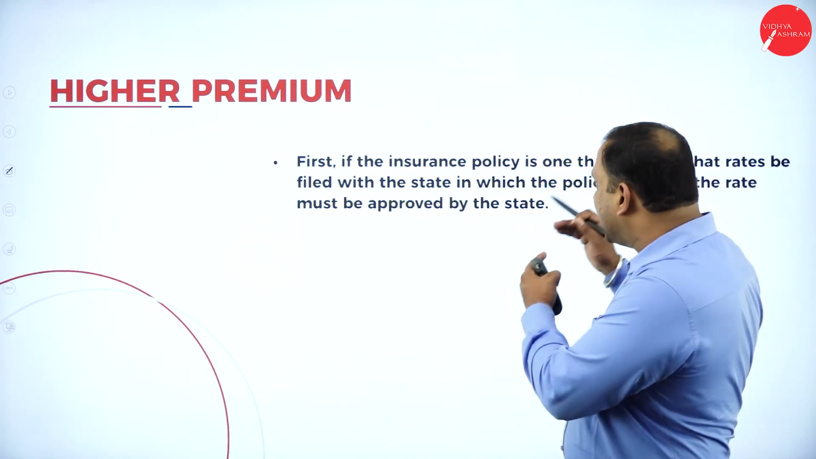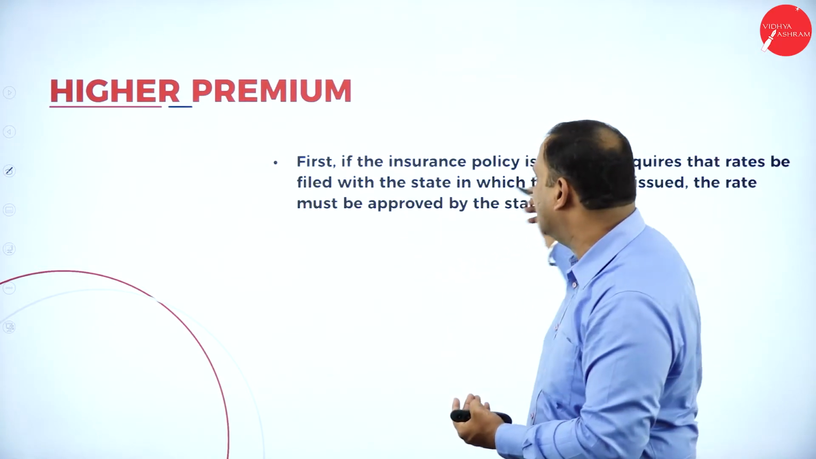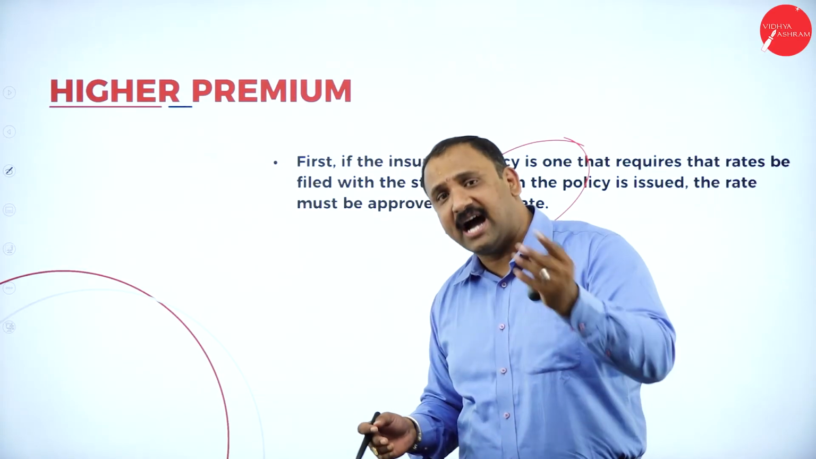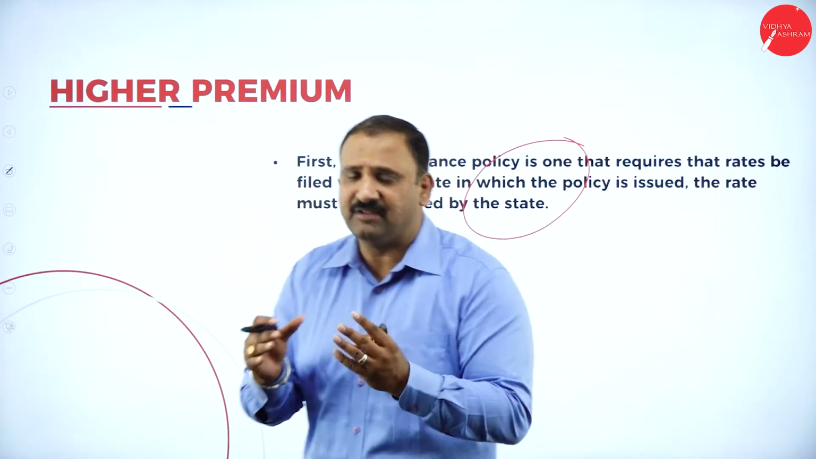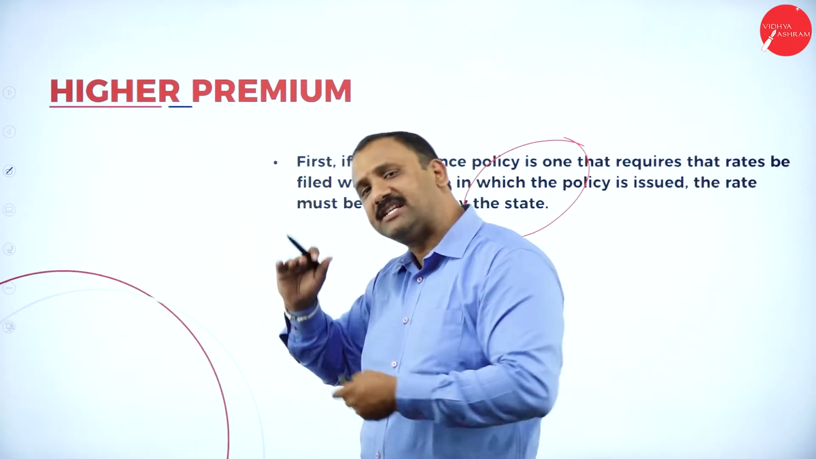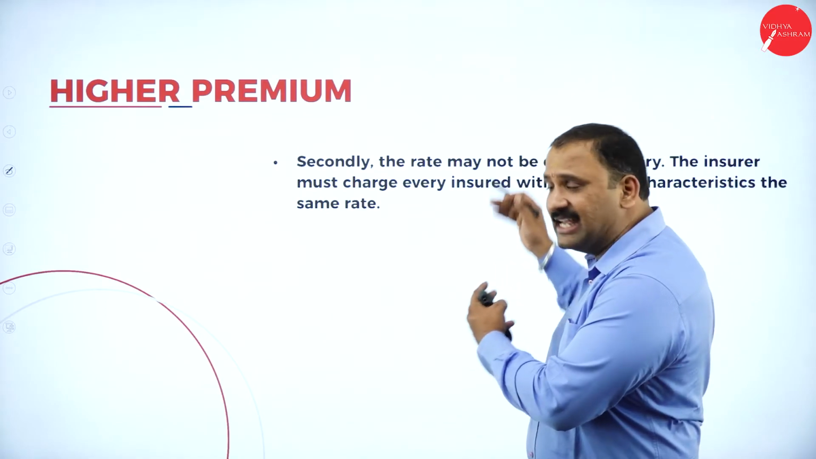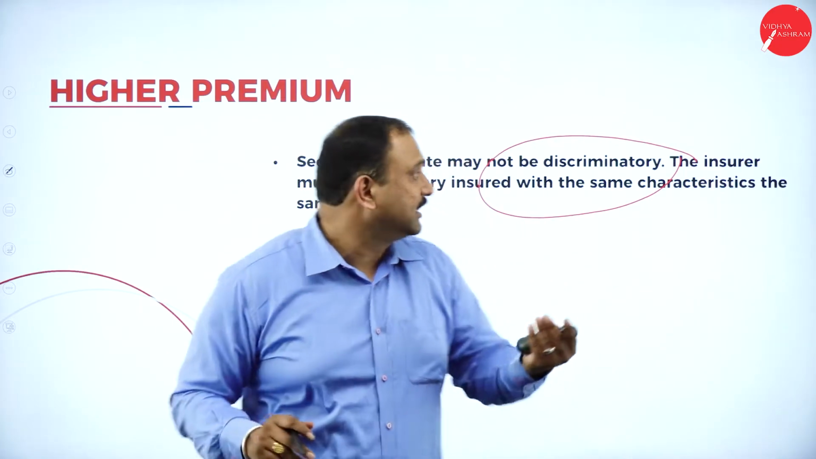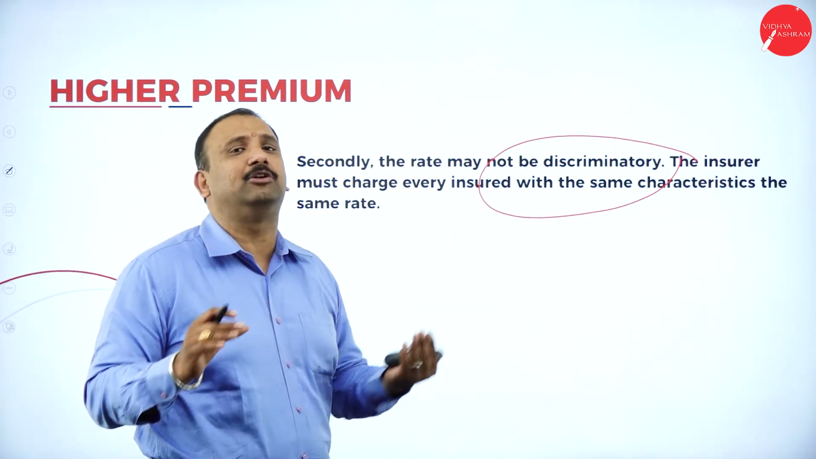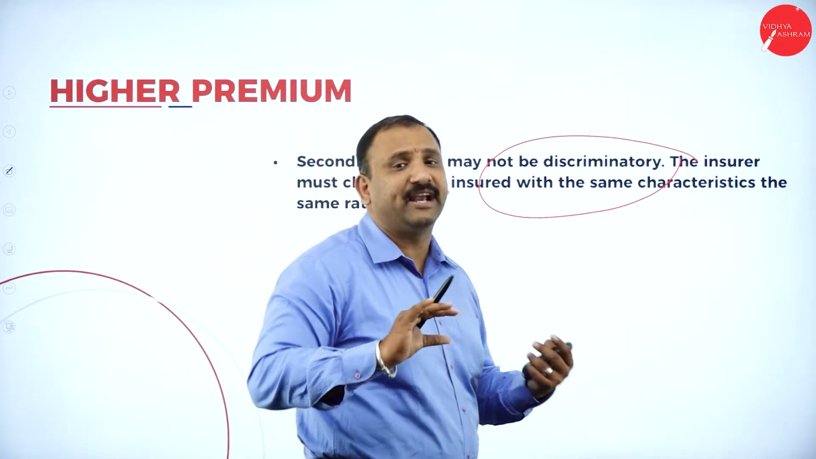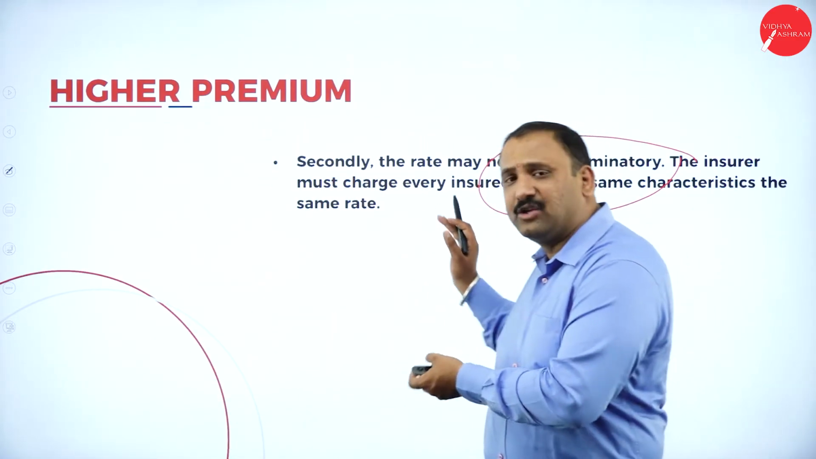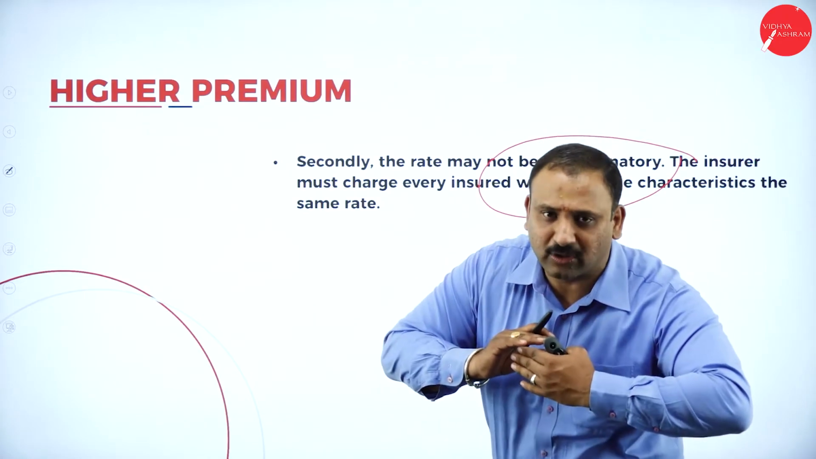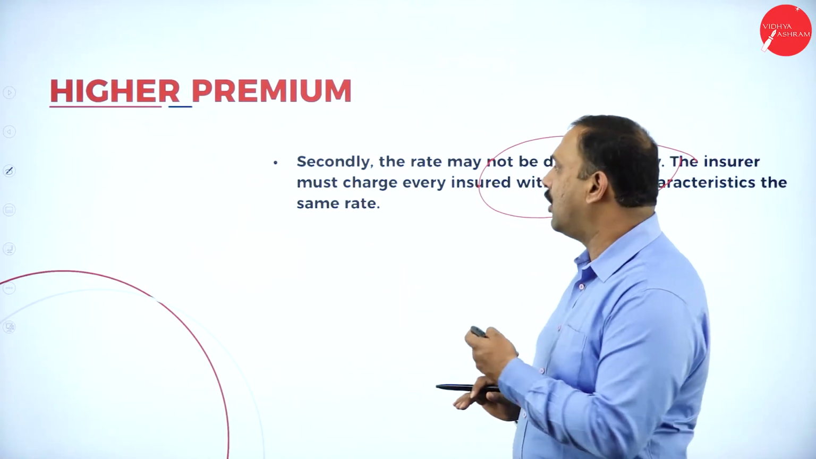The next one is that if the insurance policy is one that requires it, it is filed with the state in which the policy is issued and must be approved. Suppose in that local area, according to the jurisdictions and factors, it is well within the approved limits, still the higher premium will be charged and it will be continued. Followed by, secondly, the rate may not be discriminatory. The rate will be charged at the same rate for the same characteristics altogether. I might not give you discounts, or any kind of external factors by which you think that you can make it through. Why? Because I cannot give you any sort of discrimination, I cannot give you any sort of discounts altogether. You are on the higher risk altogether.